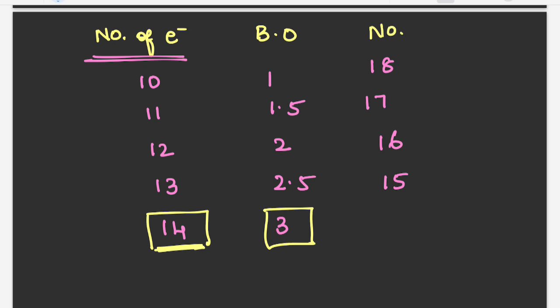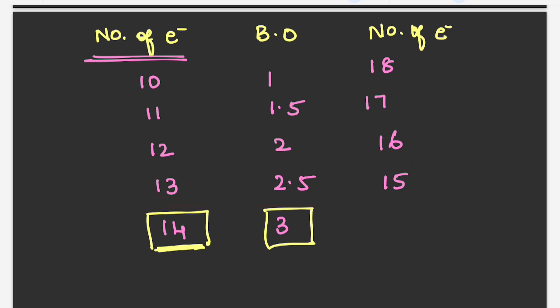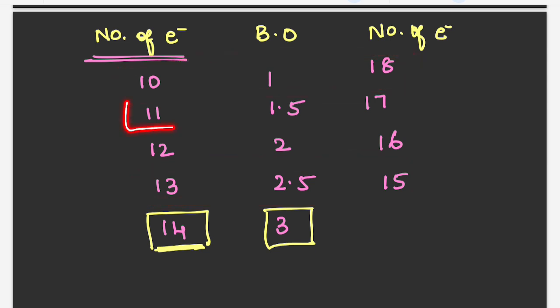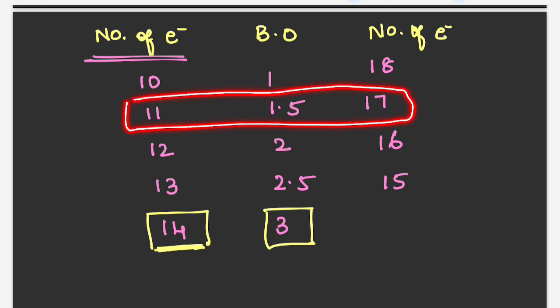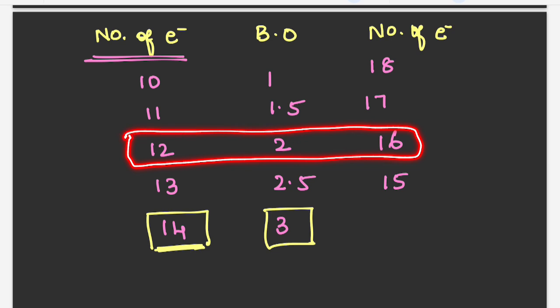So this is also the number of electrons. Here, what is common is: if the number of electrons is 13 and 15, their bond order will be 2.5. If the electrons are 10 and 18, the bond order will be 1. If the number of electrons is 11 and 17, their bond order is 1.5. If the number of electrons is 12 and 16, their bond order is 2.